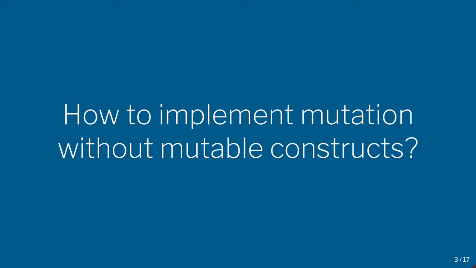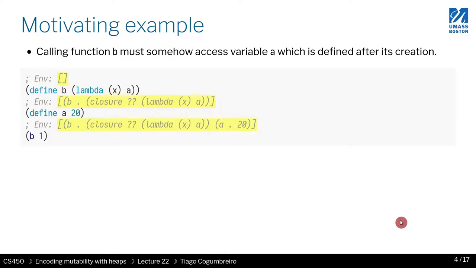So how can we implement mutation without using mutation? Or, to rephrase it, how can we implement mutation by means of an immutable setting? How do you encode that? Because it doesn't exist as a first class primitive.